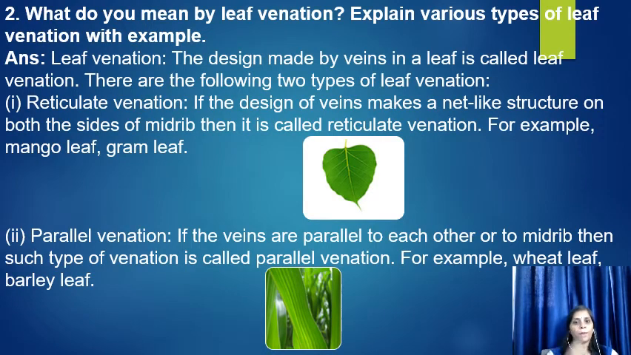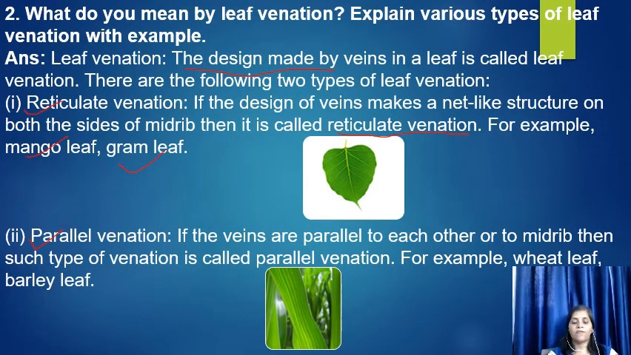What do you mean by leaf venation? Explain various types of leaf venation with examples. Leaf venation: the design made by veins in a leaf is called leaf venation. There are two types of leaf venation, reticulate venation and parallel venation. If the design of the veins makes a net-like structure on both sides of the midrib, then it is called reticulate venation. Examples are mango leaf and gram leaf.